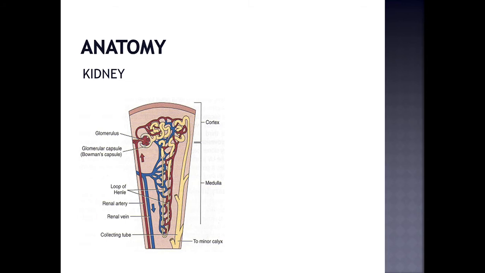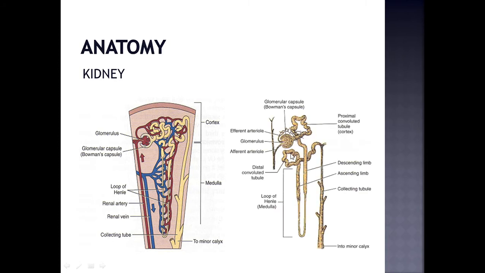This is the basic unit of the kidneys, that is the nephron. This is the glomerulus, the Bowman's capsule, the proximal convoluted tubule, the loop of Henle, and the DCT, which opens into the collecting tube and then opens into the minor calyx. There is also a vascular channel going parallel to the loop of Henle in each nephron. Again, another diagram representing the same.